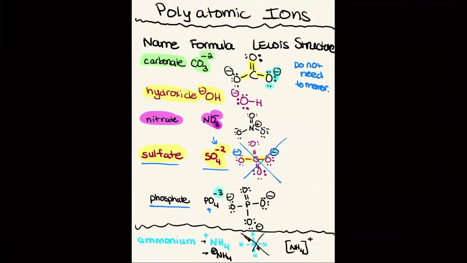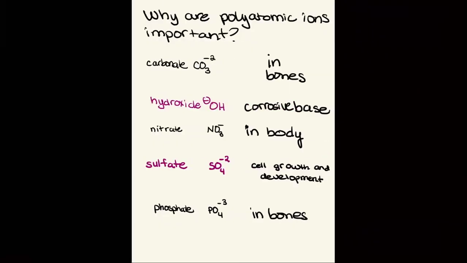Okay, so those are polyatomic ions in a nutshell. You need to know the name, you need to know the formula, and you need to know what they are. Why are they important? I've given you a bunch of examples. Carbonates are found in bones, phosphates are found in bones, sulfates are involved in cell growth and development. Nitrates are also found in your body, and hydroxides are a corrosive base. So those are actually important in reactions.